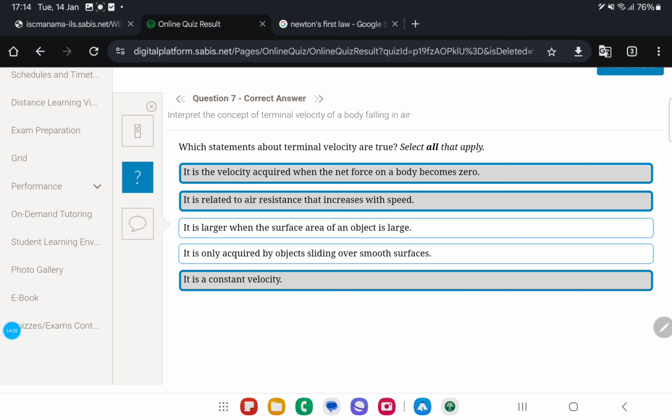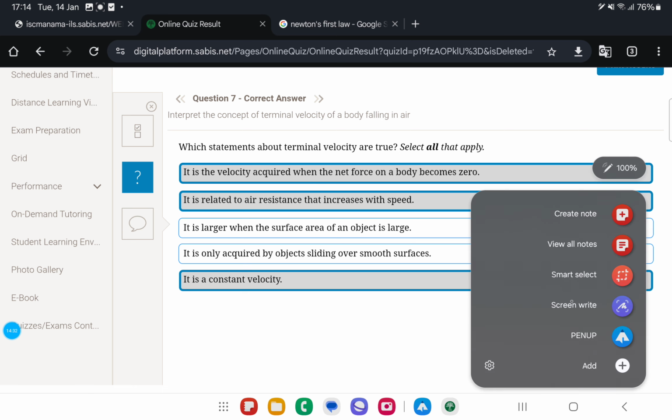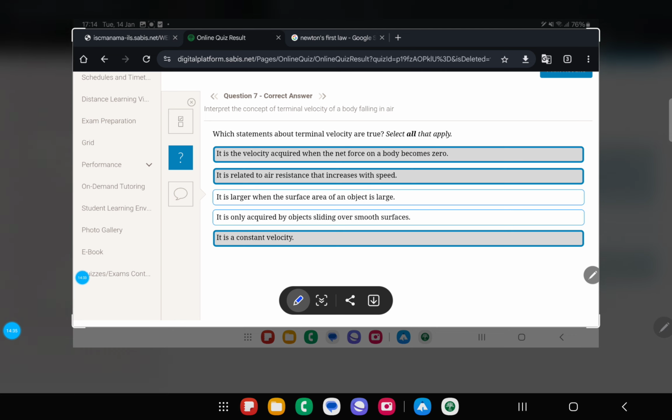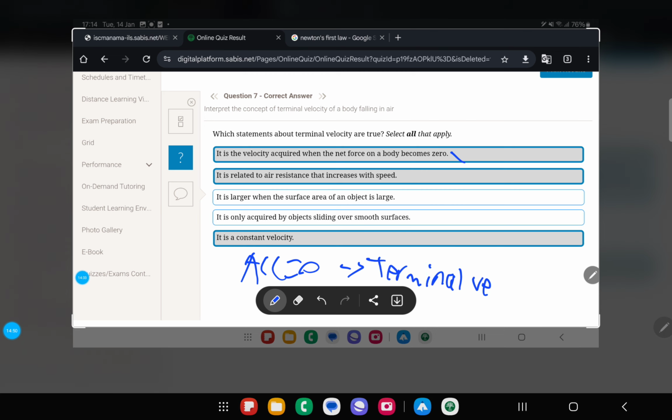Which statements about terminal velocity are true? Okay, it is the velocity acquired when the net force on the body becomes zero. Okay, let me write this for you. When net force becomes zero, what can you remember? That acceleration is zero, right? And when acceleration is zero, we achieve terminal velocity. So no acceleration means we achieve terminal velocity when we are at maximum speed and constantly moving.